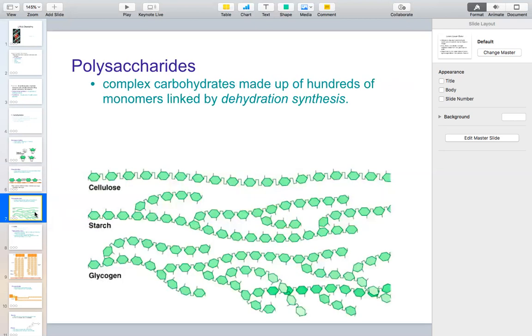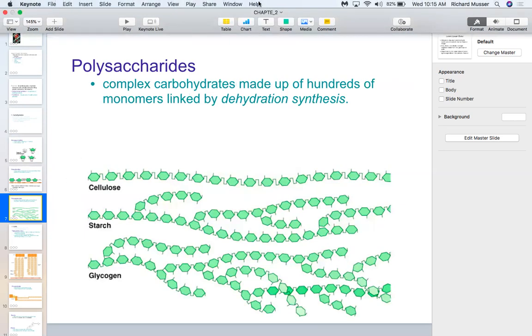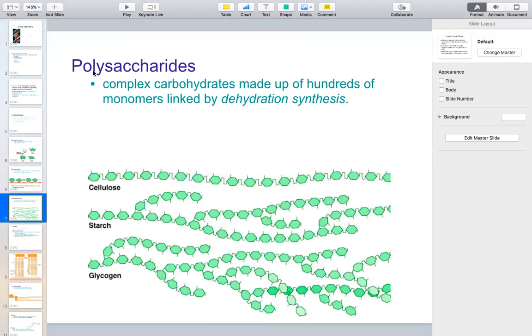Now we have here a polysaccharide. Now this is again representing multiple monosaccharides joined together. And so you have, instead of a disaccharide meaning 2, poly, of course, means multiple. And then this would be examples of polysaccharides. And again, these are complex carbohydrates. And they're made up of hundreds of monomers, and they're all linked together by that dehydration synthesis, that removal of water. And so here you have cellulose, starch, and glycogen.